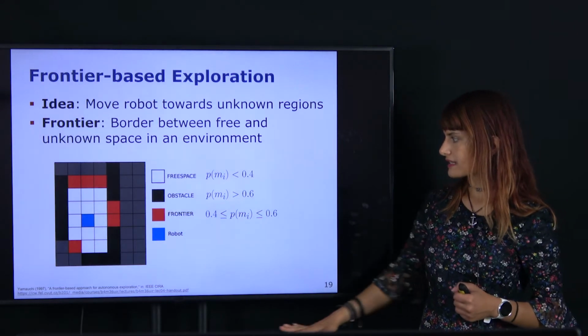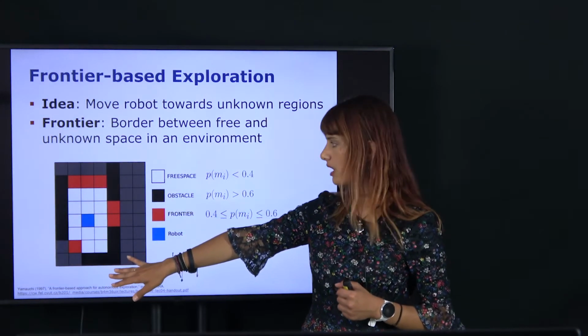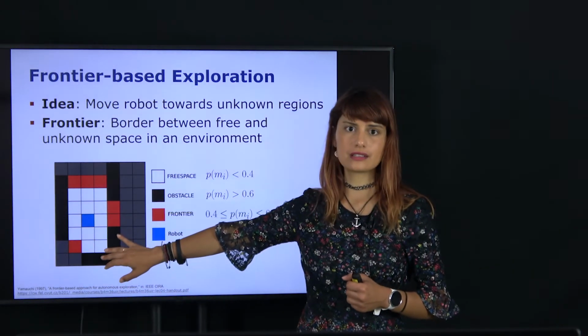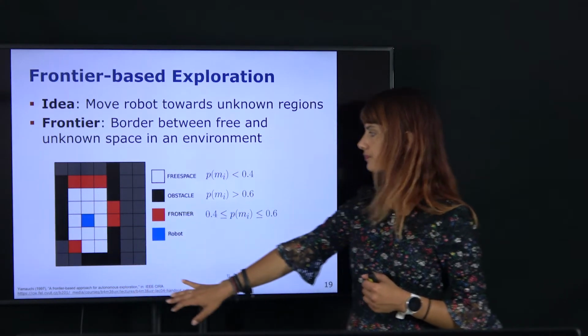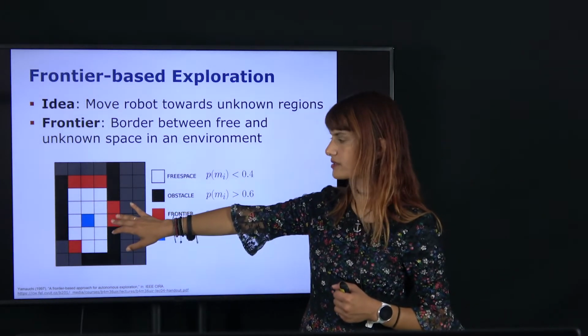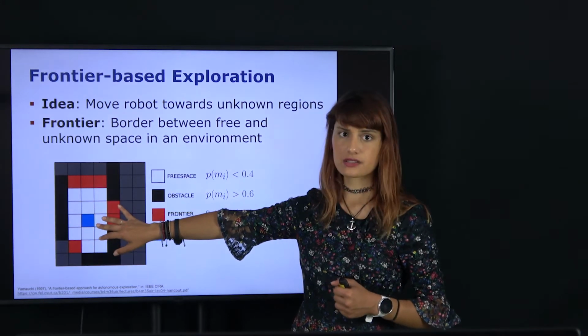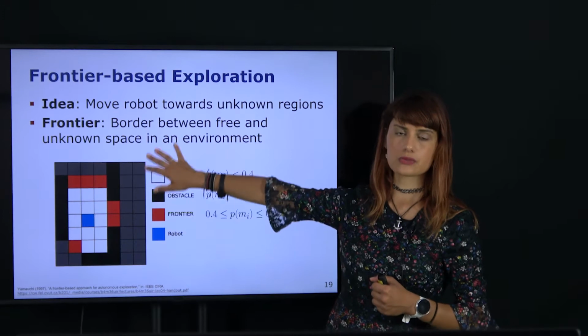So here we see an example in a very simple 2D occupancy grid map where we have some obstacles that were previously detected, free space, the robot in the center, and then the red cells are the ones that correspond to frontiers because they're on the boundary between this free space the robot knows is there and the unexplored space, which is unknown.